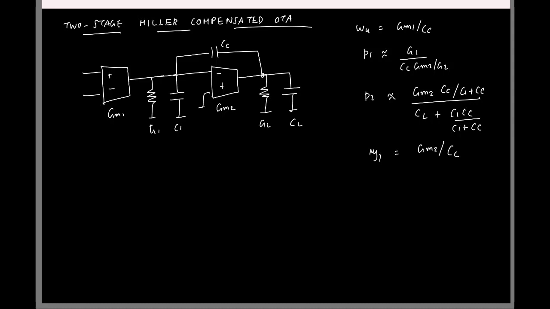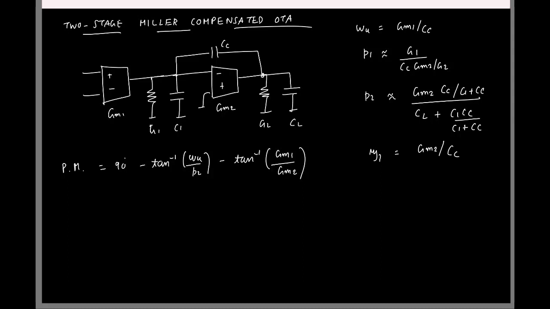Okay. And we also saw the phase margin, that was 90 degrees minus tan inverse omega u by P2 minus tan inverse of GM1 by GM2. Okay.